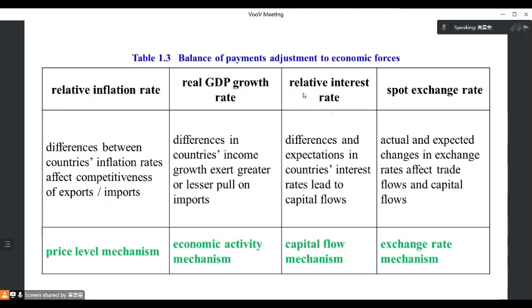Let's see 3. Relative interest rate. Relative interest rate differences and expectations in countries' interest rates lead to capital flows.